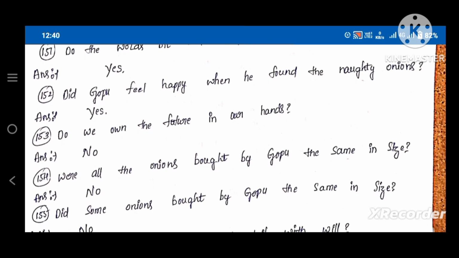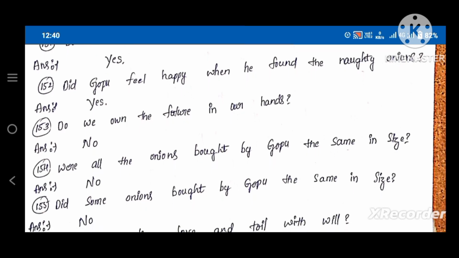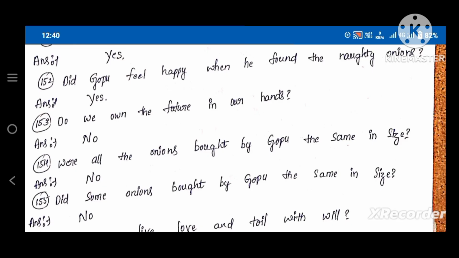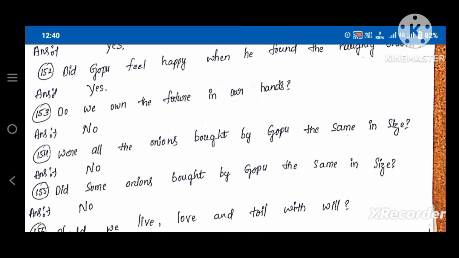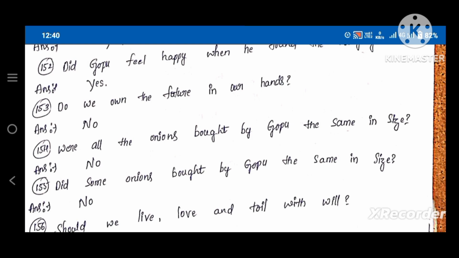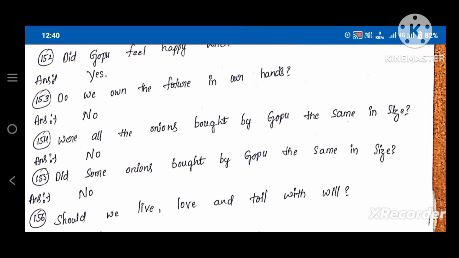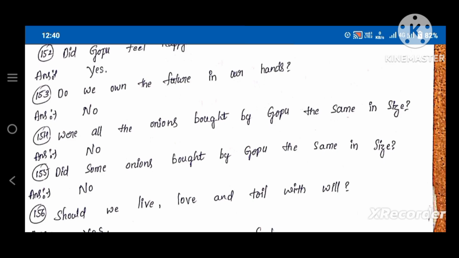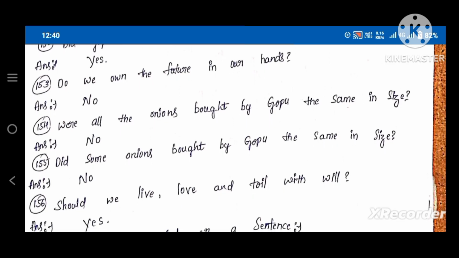Did Gopu feel happy when he found the naughty onions? Yes. Do we own the future in our hands? No. Were all the onions bought by Gopu the same in size? No. Did some onions bought by Gopu the same in size? No. Should we live, love, and toil with will? Yes.